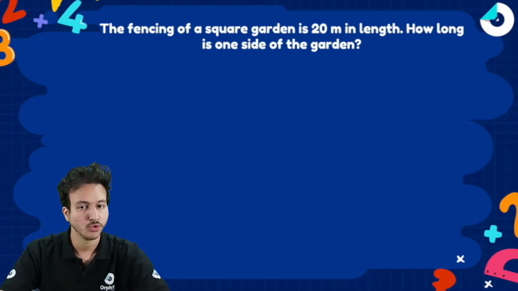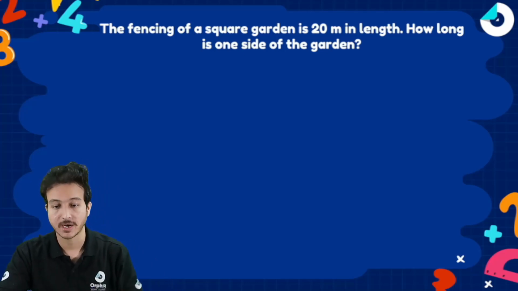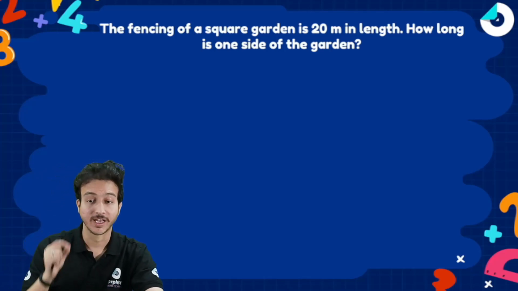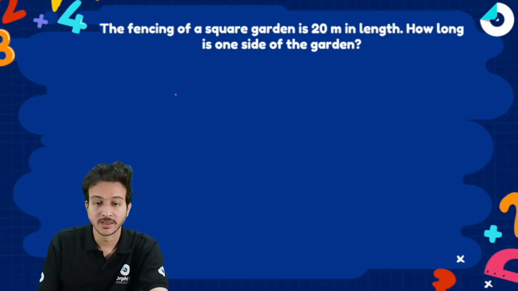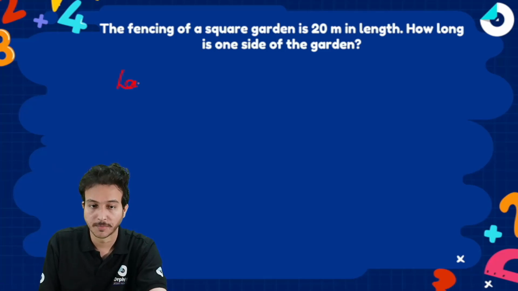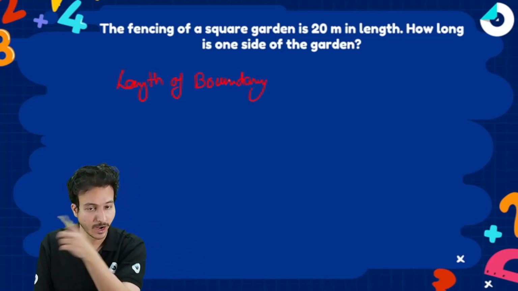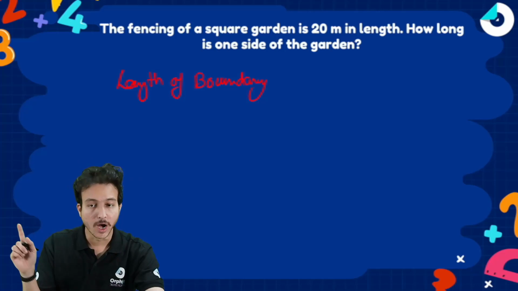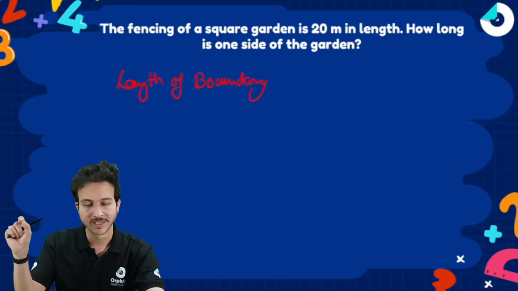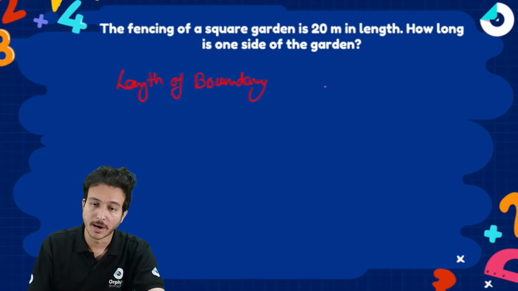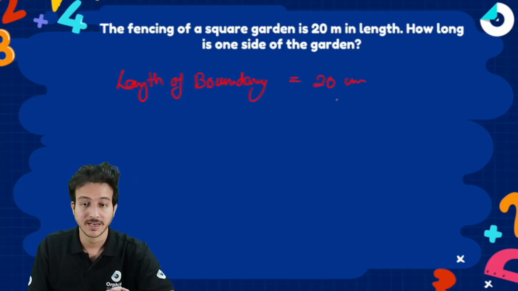So it is given to you as the fencing of a square garden. Now this square representing the garden has sides of equal measure. The length of the boundary is given to you as the fencing, because we do the fencing all around. We will do the fencing around any shape. We will not do it on one side or two sides. We will do fencing on all the sides. So the length of the boundary is given to you as 20 meter.